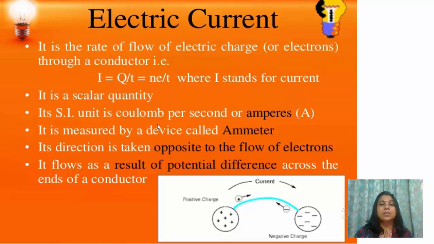Electric current is a scalar quantity, that is it has only magnitude but no direction. The SI unit is coulomb per second, also known as amperes. Electric current is measured by a device called an ammeter. Its direction is taken opposite to the flow of electrons. It flows as a result of potential difference across the ends of a conductor.